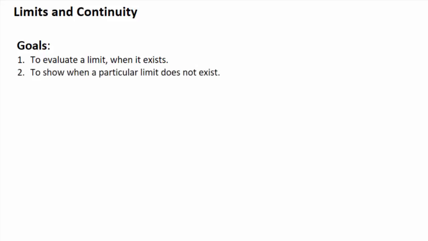We're going to talk about limits and continuity, mostly for two input variable functions. The goals: we want to evaluate a limit when it exists. We want to show when a particular limit does not exist. And we want to show whether or not a given function is continuous.